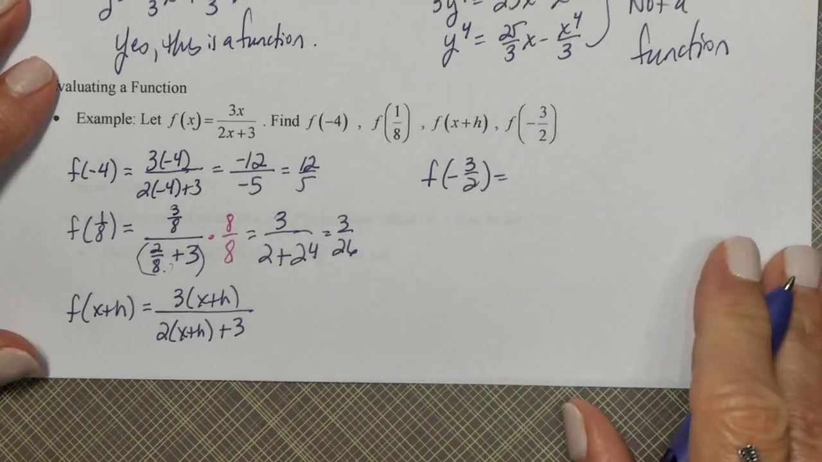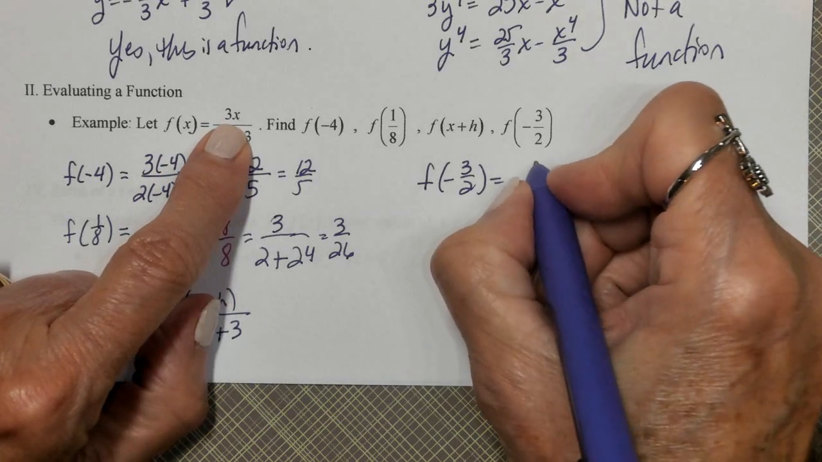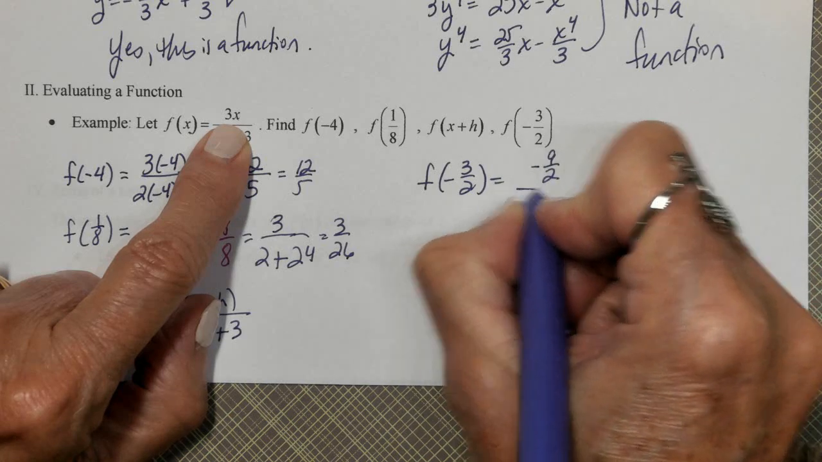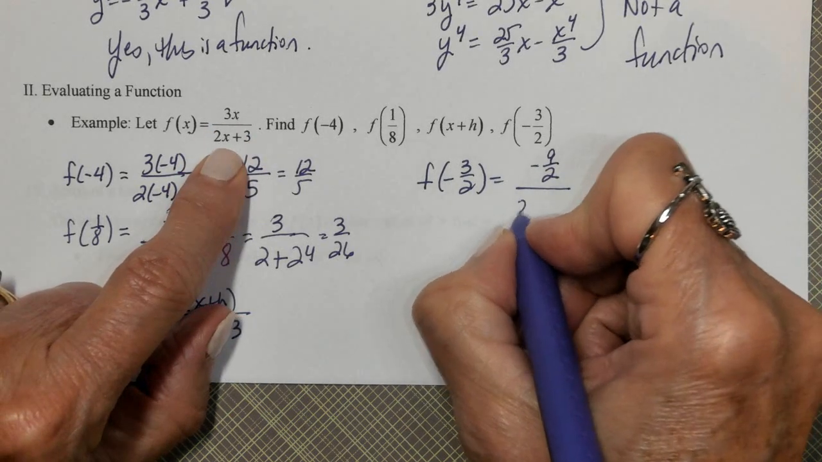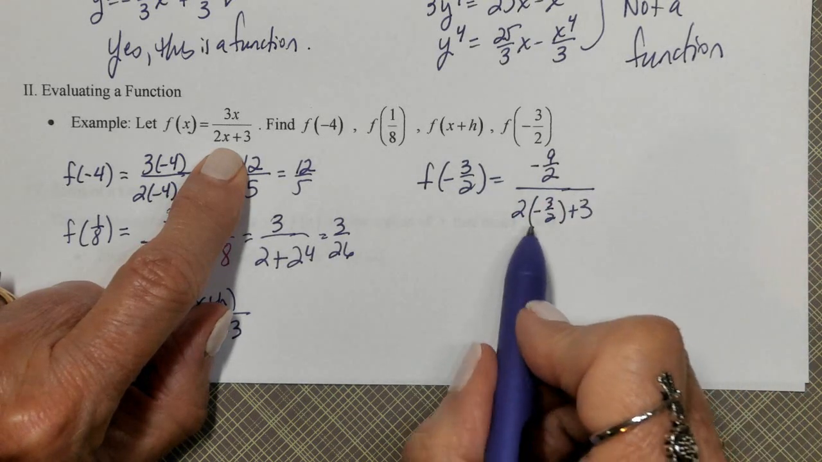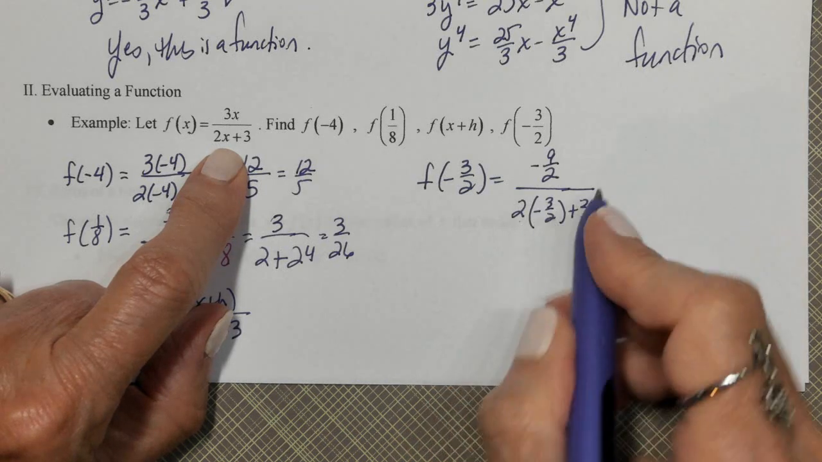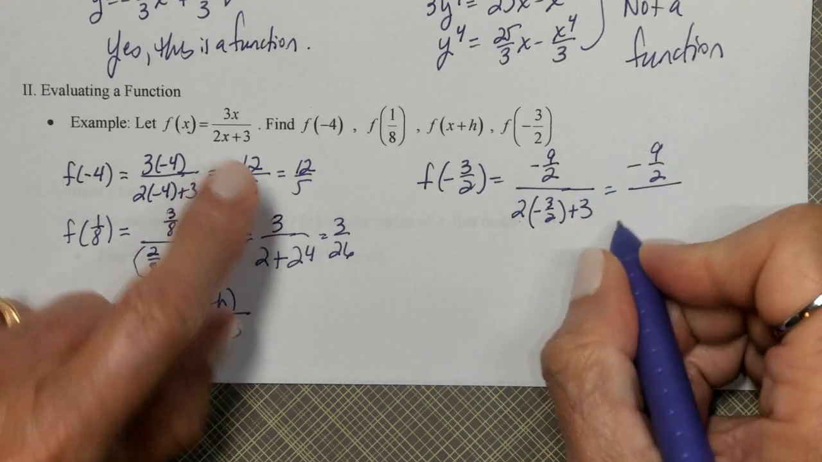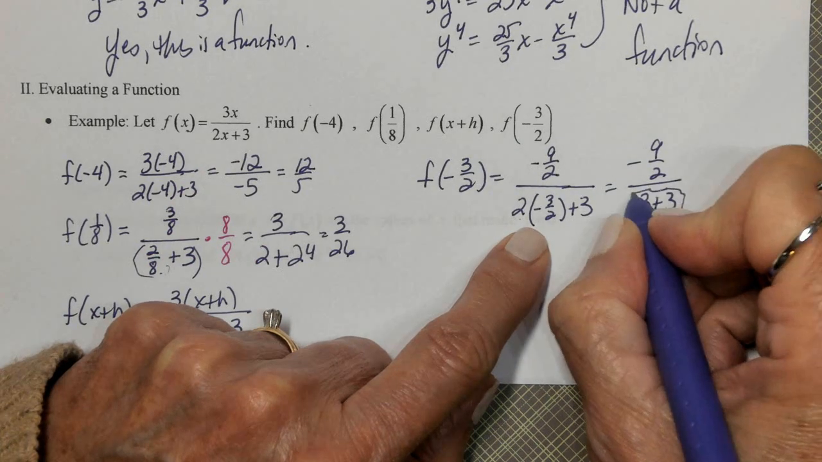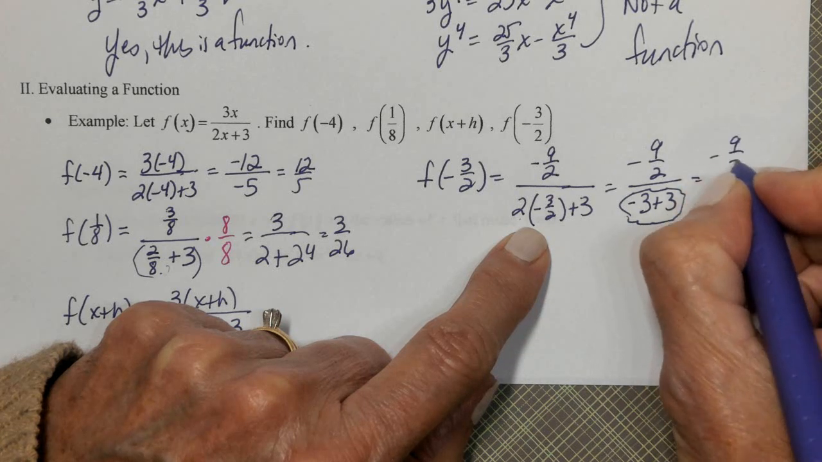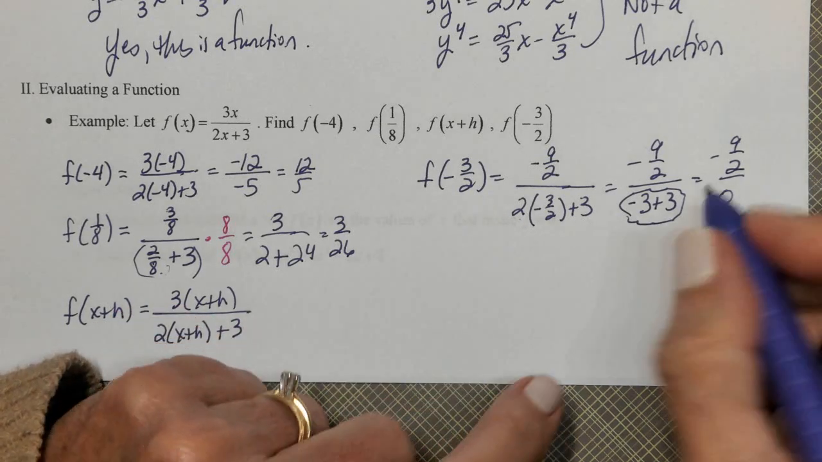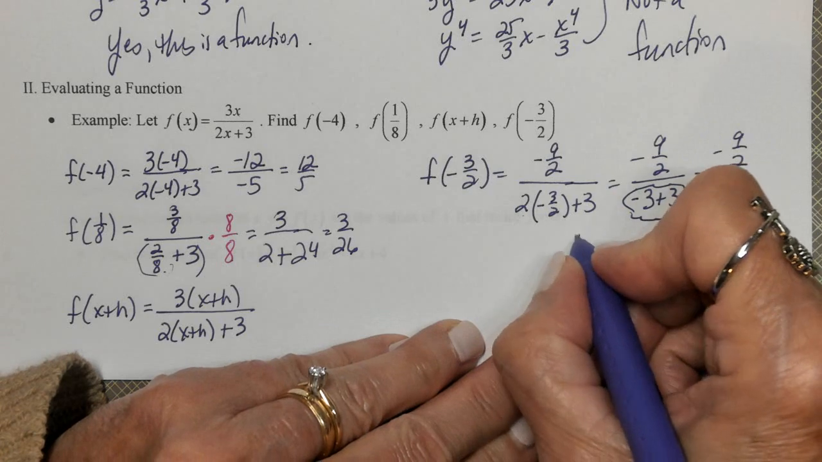Let's come now and try to find f of -3/2. When I put -3/2 in place of x, I'm going to have 3 times -3/2 is -9/2 on top. On the bottom, I have 2 times -3/2 plus 3. And 2 times -3/2 is -3 plus 3. That gave me a 0 on the bottom, didn't it? That means that this function value does not exist. This is undefined here. It does not exist.